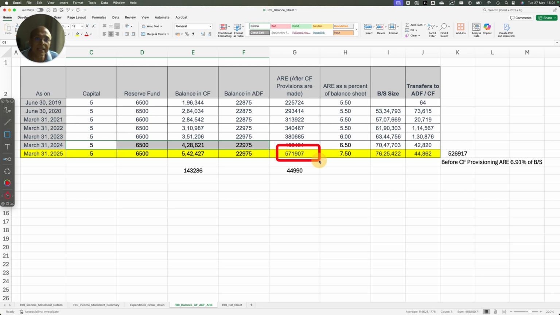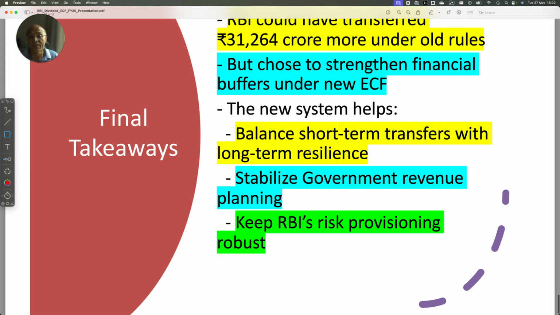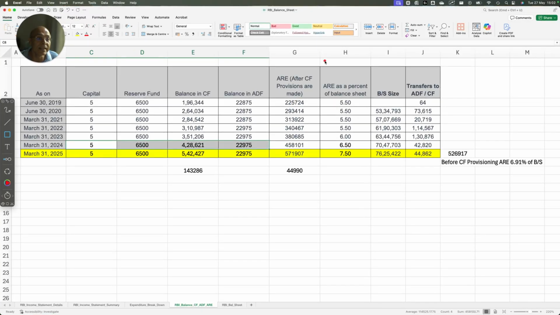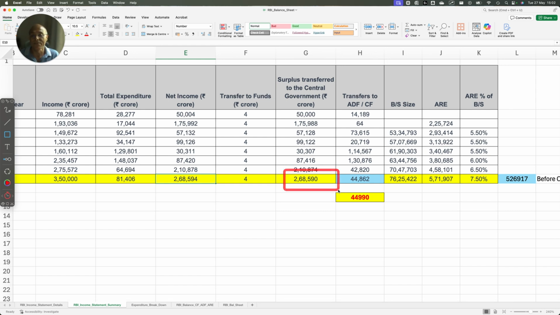Now, since your ARE requirement was less, it means you need to make less provision to the contingency fund, and therefore the amount that was left out, which I have mentioned in my presentation, RBI could have made a transfer of 31.64K crores additional to the government of India because of this rule change of making the ARE a percentage of the balance sheet from 6.5 to 7.5. The amount that RBI has transferred to the government of India this year is 2.68 lakh crores. Right? This could have been increased to 2.99 lakh crores.